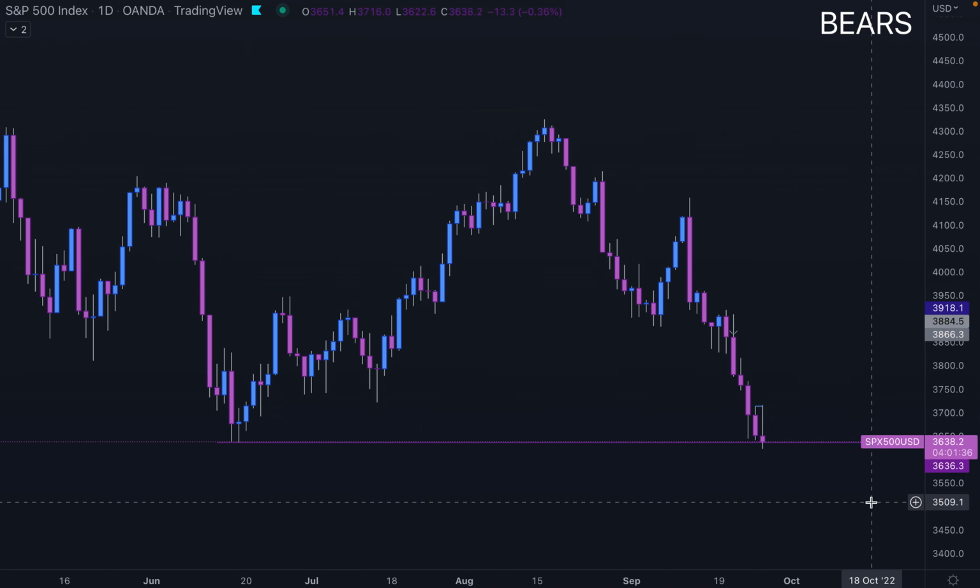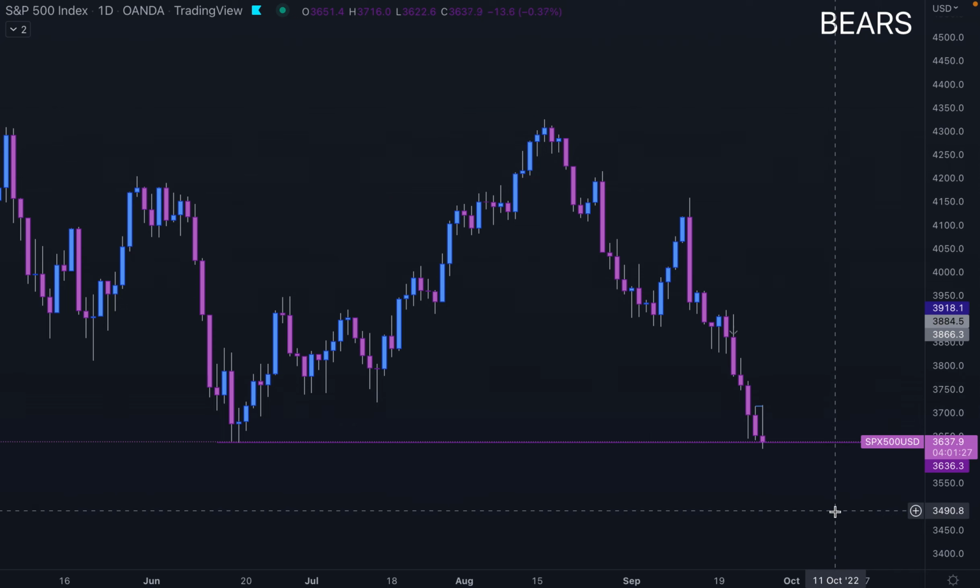I'll break it down a little bit more when I get to lower time frames, but just wanted to give you the scope and kind of explain to you why I was bearish. Now I'll get into the lower time frames.